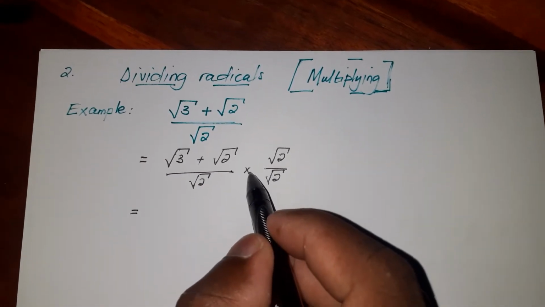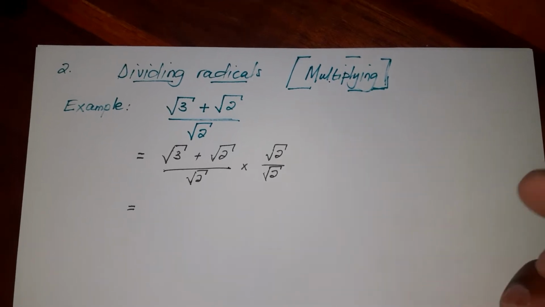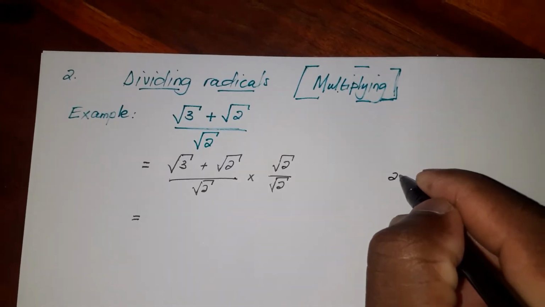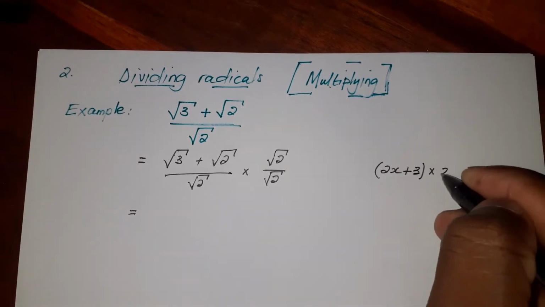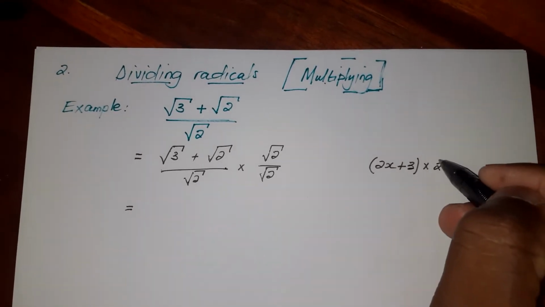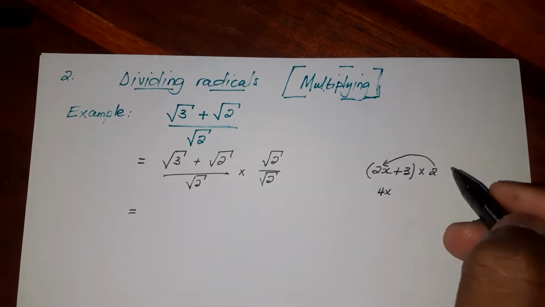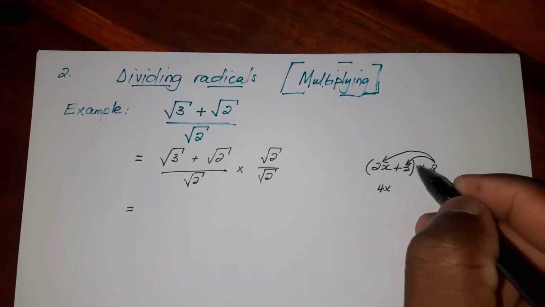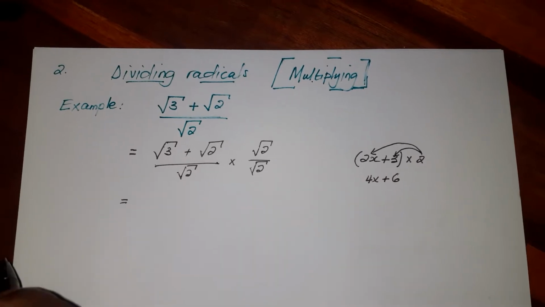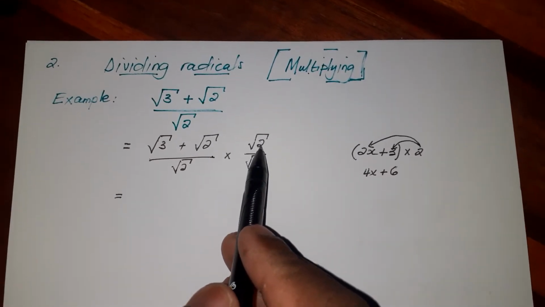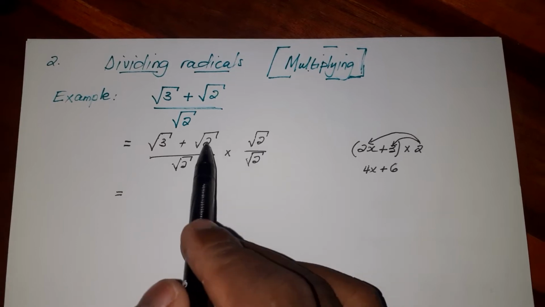Now here, we are going to multiply radicals. How it works is the same as when we have 2x plus 3 and we are multiplying that by 2. What we normally do is multiply first the 2 by 2x to get 4x, and we also multiply the 2 by 3 so that we get 6. The same here. We are going to multiply the square root of 2 by the square root of 3. After that, we are going to multiply the square root of 2 by the square root of 2 again.